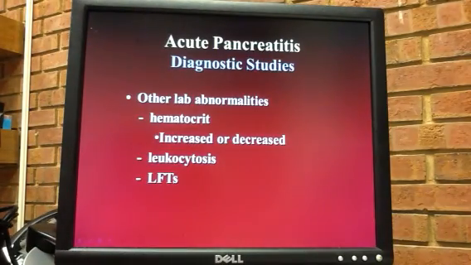Hematocrit. Maybe it's elevated if the patient's very dehydrated and they're not bleeding, or maybe it's decreased in a hemorrhagic pancreatitis. Leukocytosis may be elevated, indicating an inflammatory response, not necessarily an infection. The liver function studies are generally normal. The bilirubin might be a little bit elevated if there's jaundice. So generally the liver function studies are normal, unless there's biliary dysfunction that goes along with this. It does happen sometimes, but generally not.